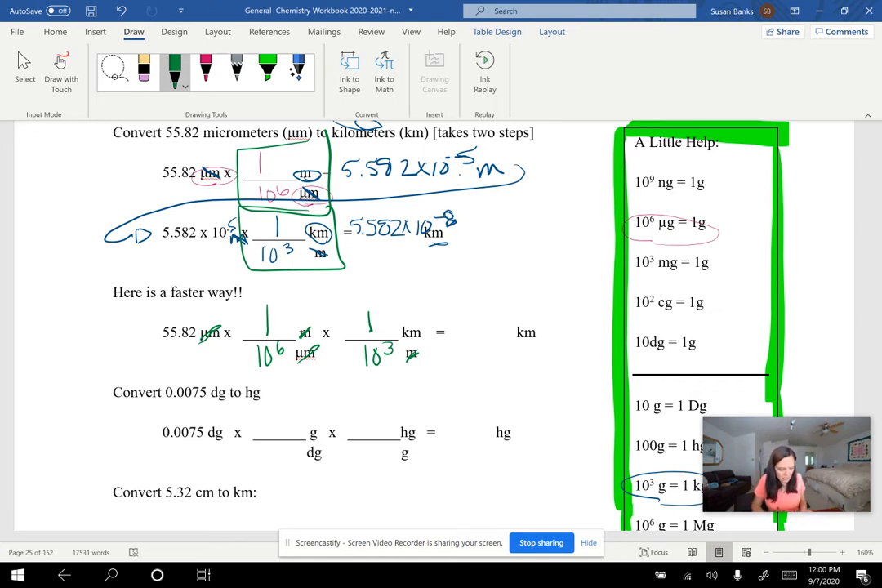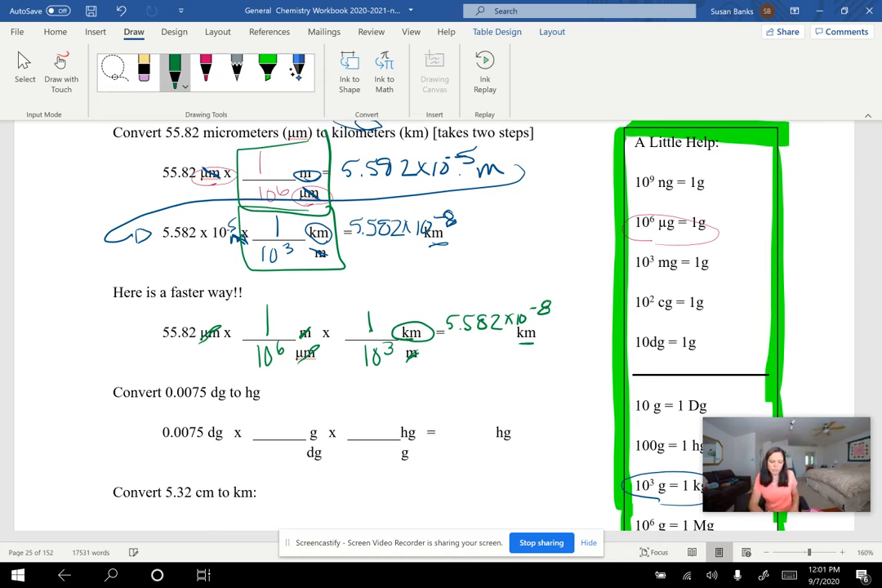So if I plug this into my calculator, I will get the same thing. 5.582 divided by 10 to the 6, and then divided by 10 to the 3. So I will put it in my calculator like that. And once again, I get 5.582 times 10 to the negative 8, the exact same thing. And our answer here that we're left with is kilometers for our unit.